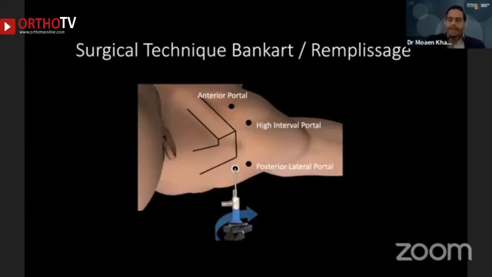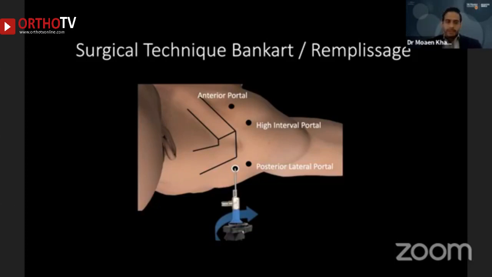So I'm just going to end this talk now describing how I perform a Bankart repair with remplissage and some technical pearls that you may feel you'd like to incorporate when you're performing this procedure. I utilize 4 portals: an anterior portal, this high interval portal, a posterior lateral portal, and a posterior portal when performing this.